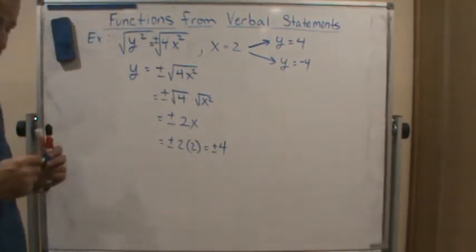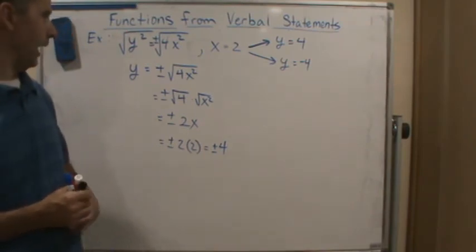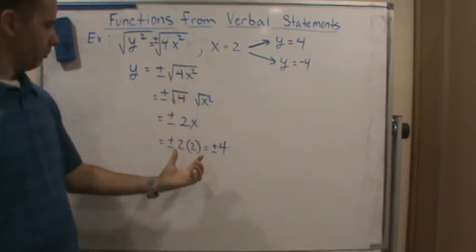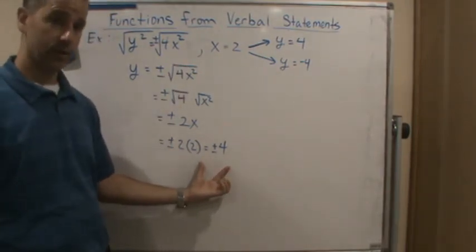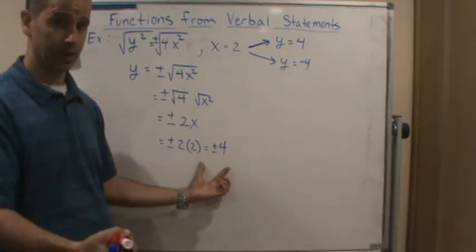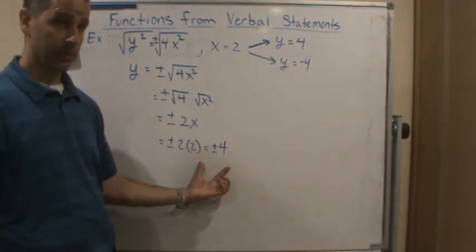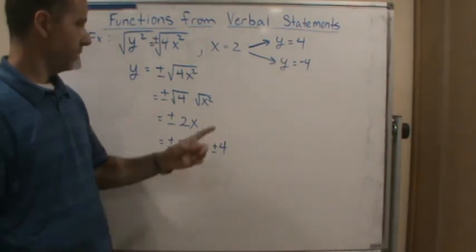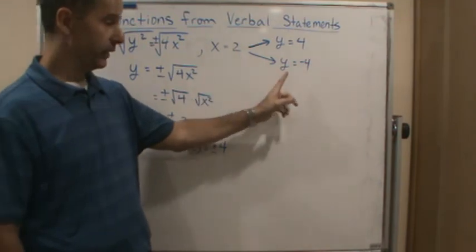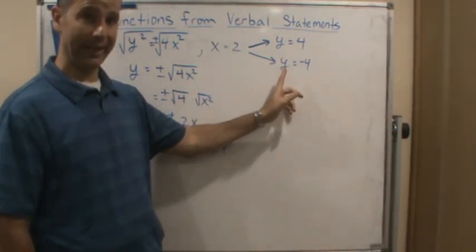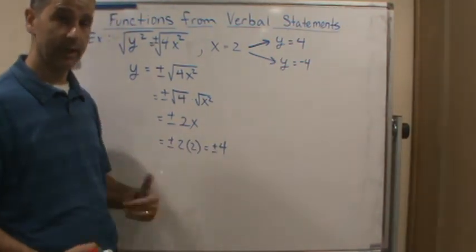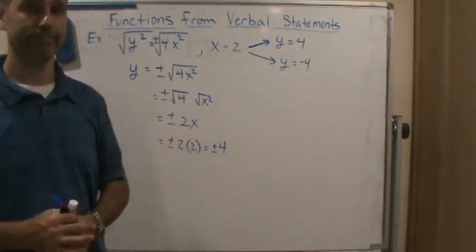And the reason why I'm showing you this is because this is an example of where I have a relationship between y and x, but because I get two different values of y, it's not a function. It's a relationship, or what we call a relation, but it is not a function. Because remember, the definition of a function is that for every value of x that you put into the function, you only get exactly one value of y. Here we get two, so it's not a function. It's a relation, but not a function. That's it.